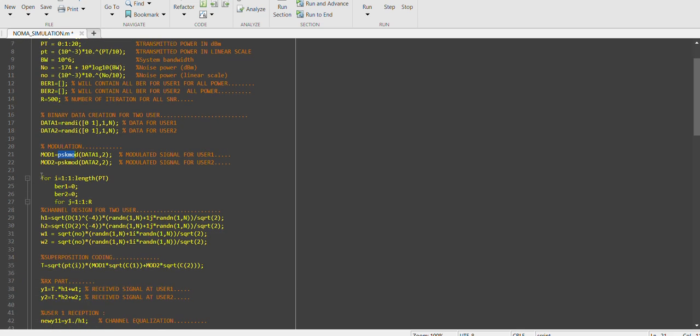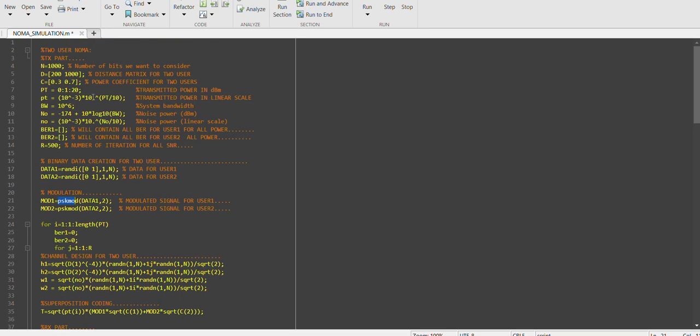After that, we will run a for loop, and this for loop will take each power we are considering. Here the power range is from 0 to 20. So that is why the for loop will start from 1, increment by 1 and go up to the length of pt. Here the length of pt is 21. It will start from 0 and go to 20. So that is why we need to consider the length of pt.